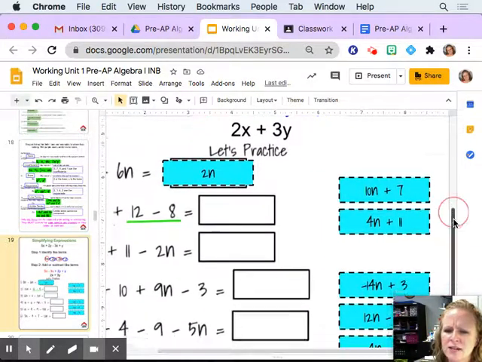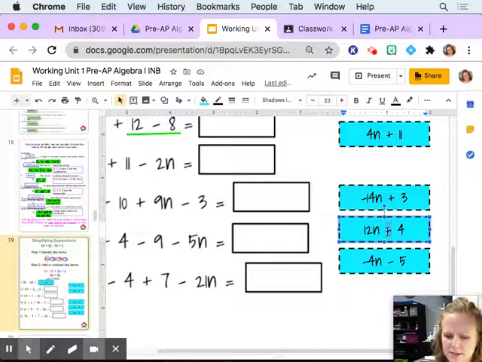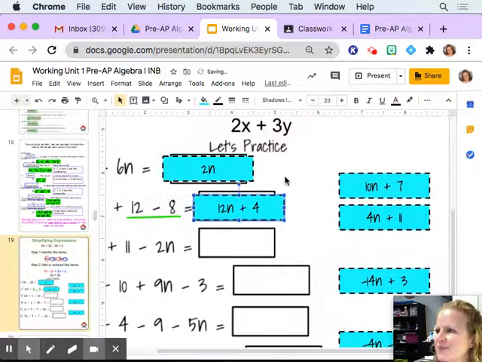Looks like there's an error, right? That should be plus. So let's change that to plus. I made a mistake, I guess. So yeah, that should be 12n plus 4, not minus.